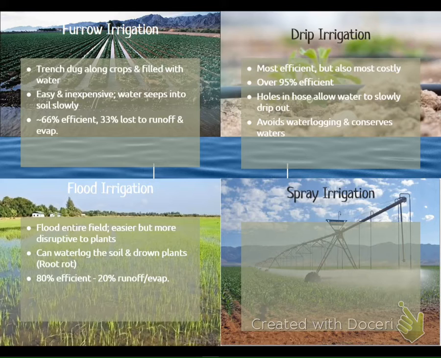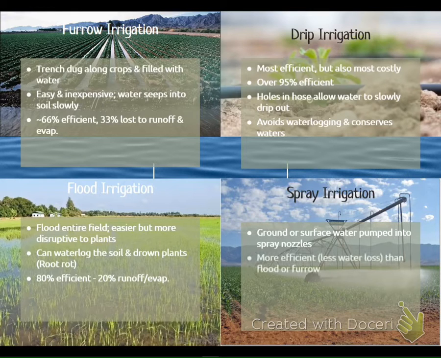The last type is spray irrigation, where ground or surface water is pumped into spray nozzles. As you can see on the machine that we have there, well, that by itself is expensive. Why? Because you have to build it, then you have to have a motor that will be able to turn it around and around, and you have to pump the water through this entire thing. Very expensive as far as energy efficiency.